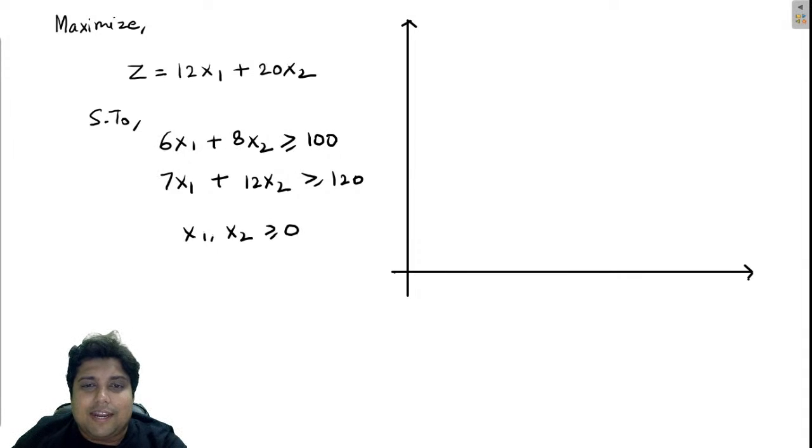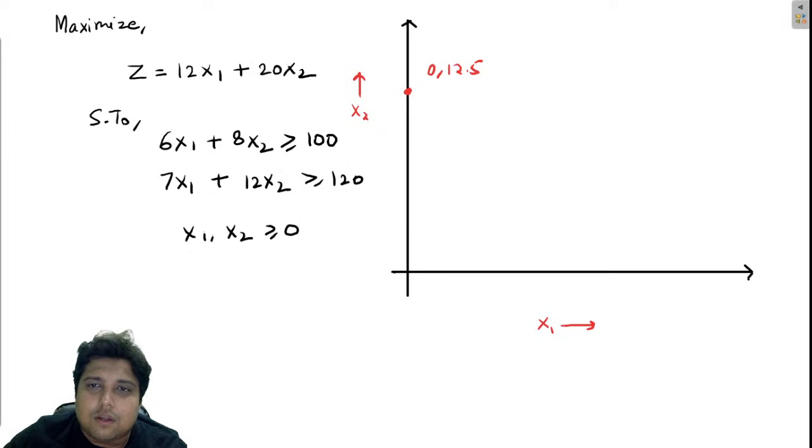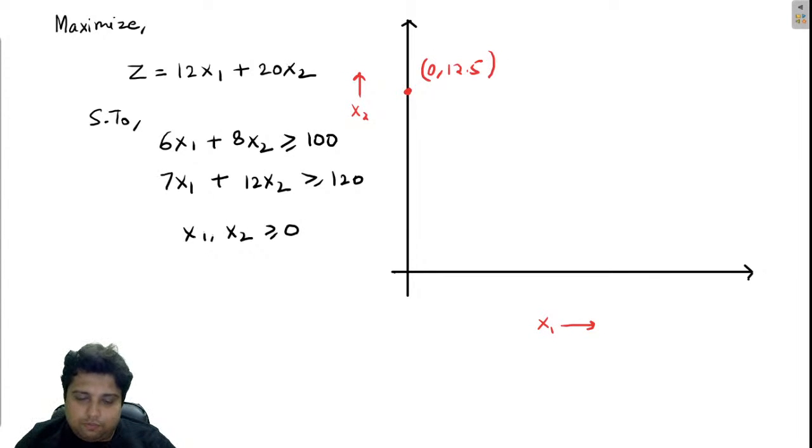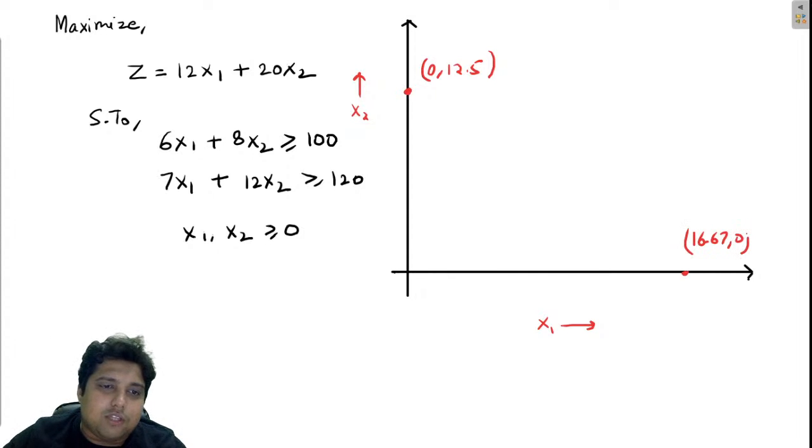So 6x1 plus 8x2 equal to 100. Keeping x1 as 0, I am getting x2 equal to 12.5. So let me just mark this here. 0, 12.5. We have x2 here and we will be having x1 here. Similarly, keeping x2 0, we get 16.667. So let me mark this here, 16.67 comma 0. Let me join these two.